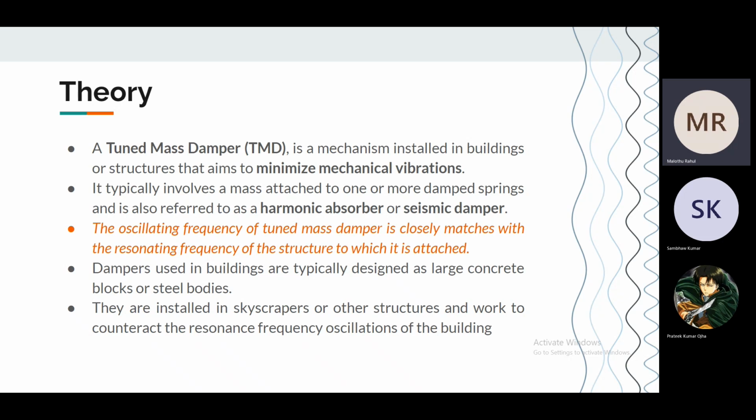So basically, a tuned mass damper is a mechanism installed in a building or structure that aims to minimize mechanical vibration, and it typically involves a mass attached to one or more damper systems. This mass can be made up of large concrete blocks or steel bodies, and when this mass is attached with a spring, we can also call it a harmonic absorber or seismic damper. And the oscillating frequency of the tuned mass damper closely matches the resonating frequency of the structure, in our case our building.